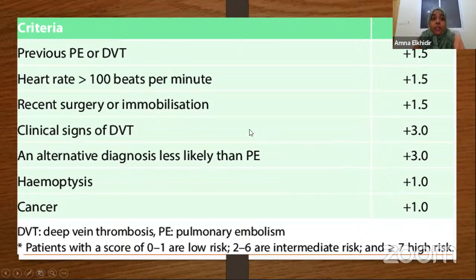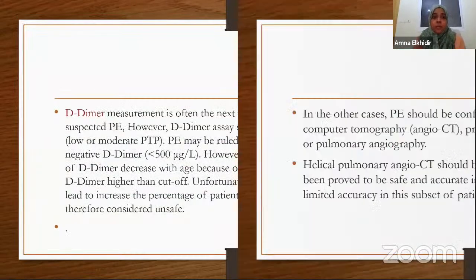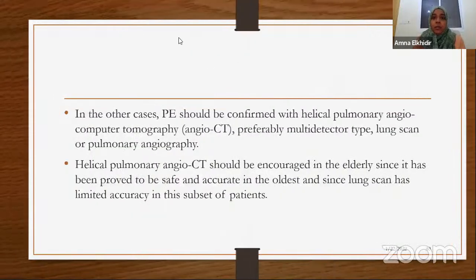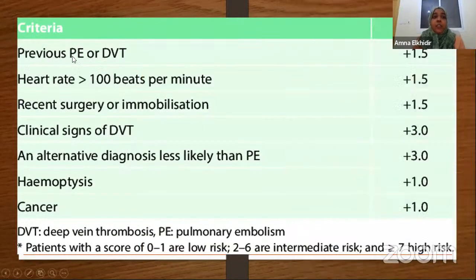We give 3 to the patient if he has clinical signs of DVT like a swollen limb or pain in the limb. And we give 3 also if the alternative diagnosis is less likely than PE. We give 1.5 if there is a history of previous PE or DVT, or if he has tachycardia, or immobility like recent surgery or immobilization. We give only 1 point if the patient has hemoptysis or cancer.